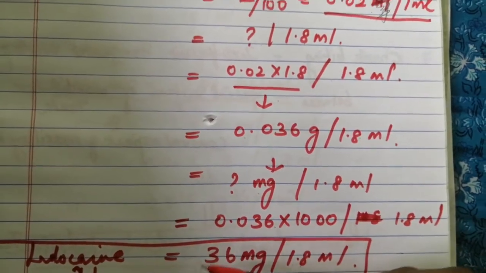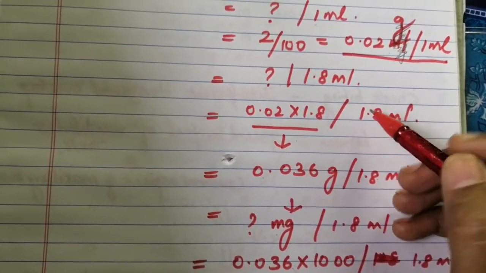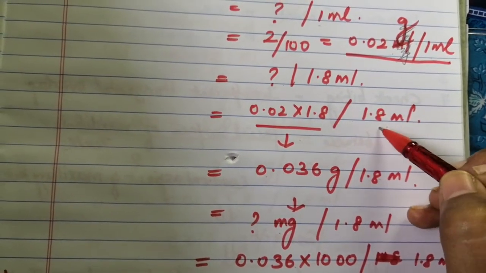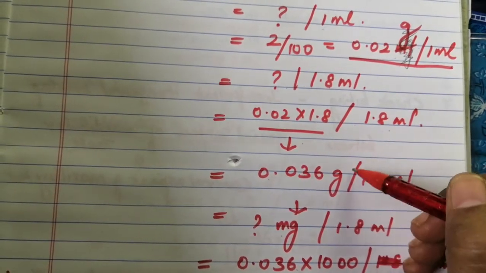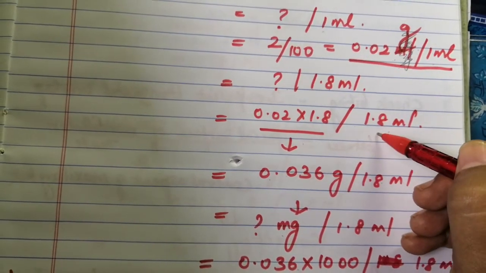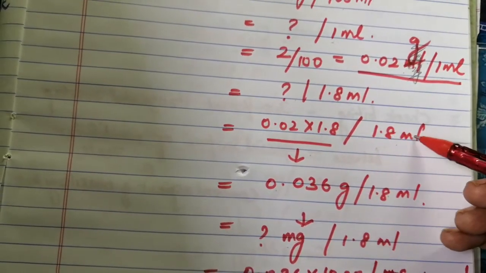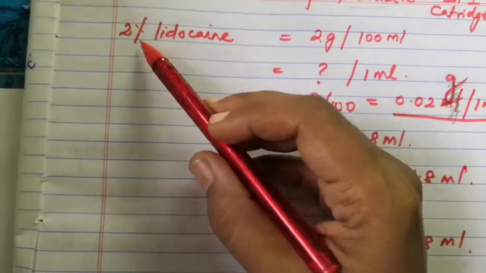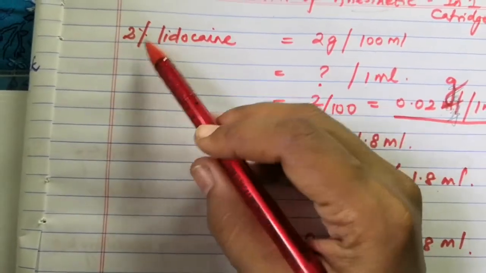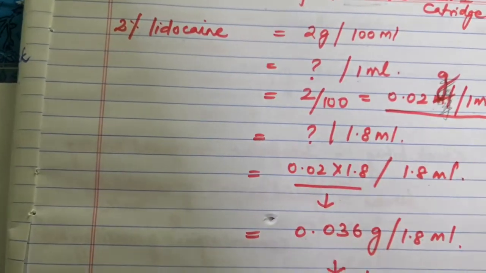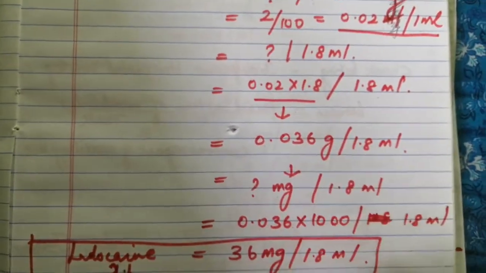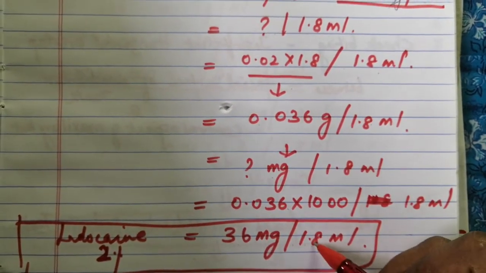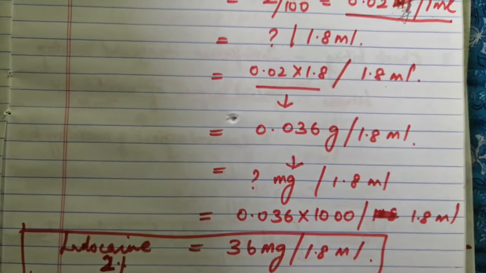If you are not using a cartridge, then you have to convert the 1.8 ml into the volume you are using, for example a 2 ml or 2.5 ml syringe. At the same time, if you are not using 2% lidocaine, say you are using 5%, then you substitute 2 with 5, and then you can calculate it. So 2% lidocaine contains 36 milligram in a single cartridge.